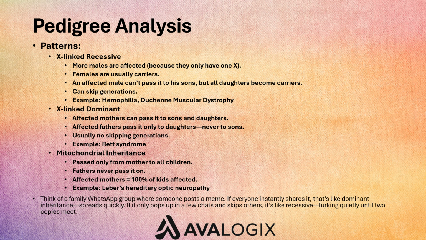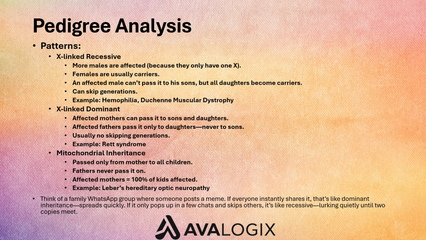5. Mitochondrial inheritance. Passed only from mother to all children. Fathers never pass it on. Affected mothers equals 100% of kids affected. Brain example: Leber's hereditary optic neuropathy. NEET clue: if only the mother is transmitting it and all offspring are affected, it's mitochondrial.